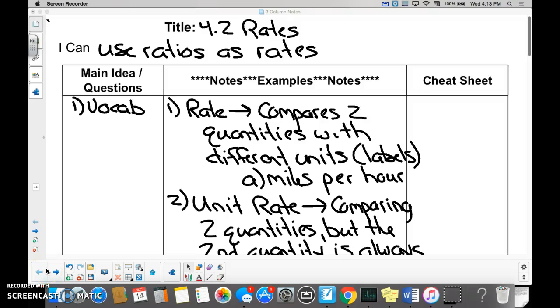Okay, ladies and gentlemen, here we go. 4.2 rates. I can use ratios as rates.